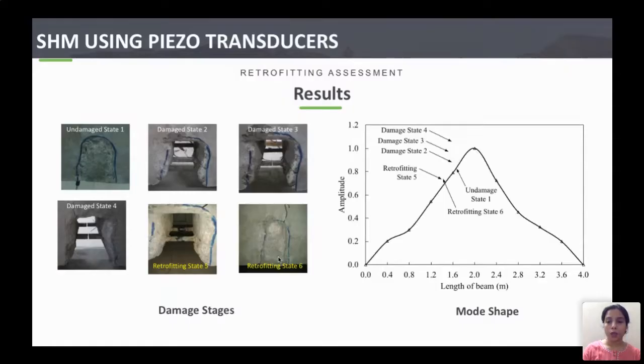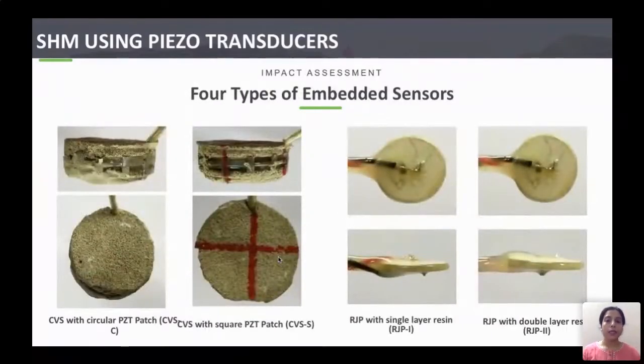So we monitored the mode shape of the beam. In the first and second damage stages, it was rising upward because of reduction in the EI values, and then it again reached back, in the retrofitting stage, toward near its undamaged state. So next is the impact assessment using the piezo transducers. In this experiment, we used 4 different types of piezoelectric sensors.